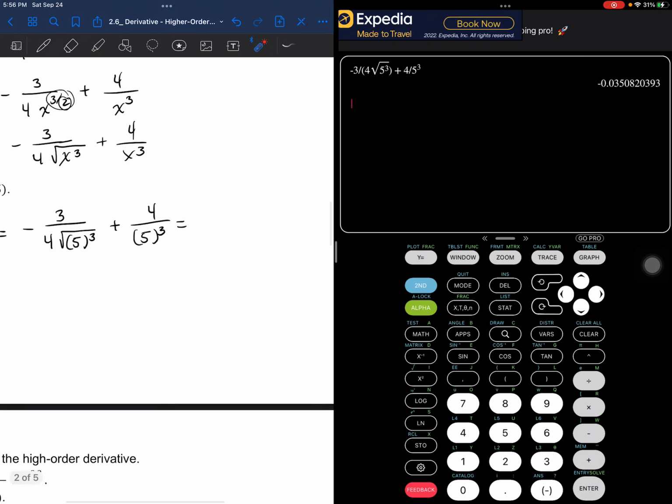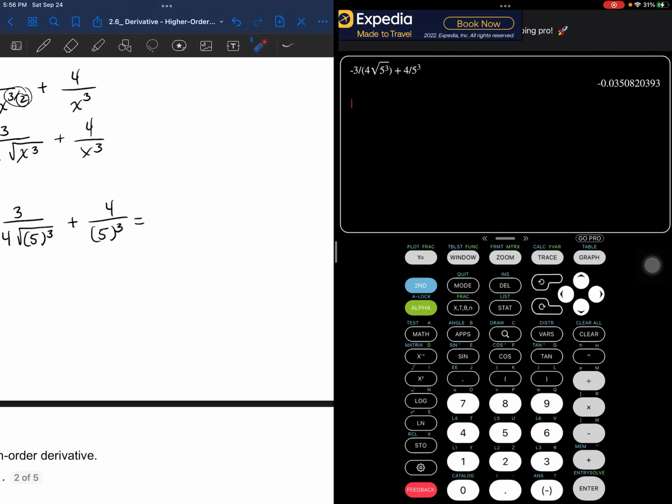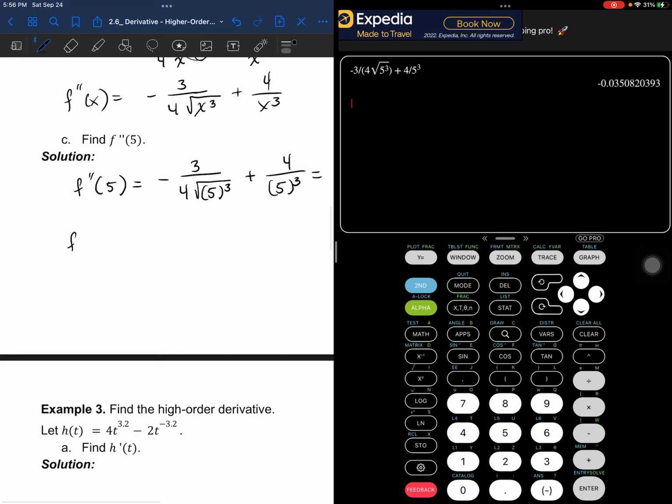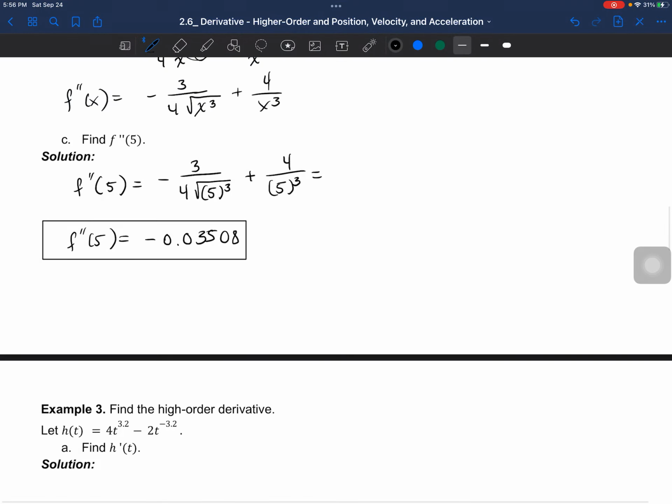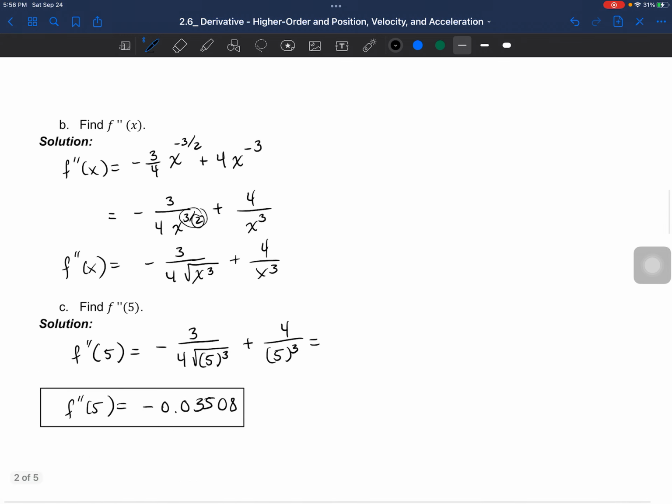And there you go. We got negative 0.03508, and we're just going to write it here. That's it. All right, so remove that calculator.